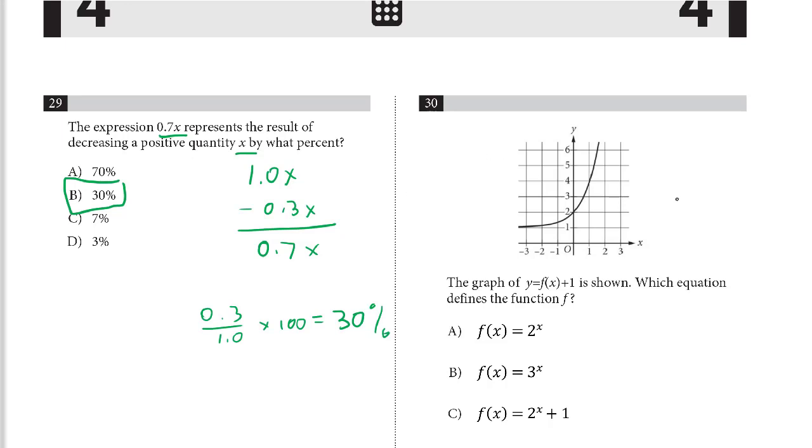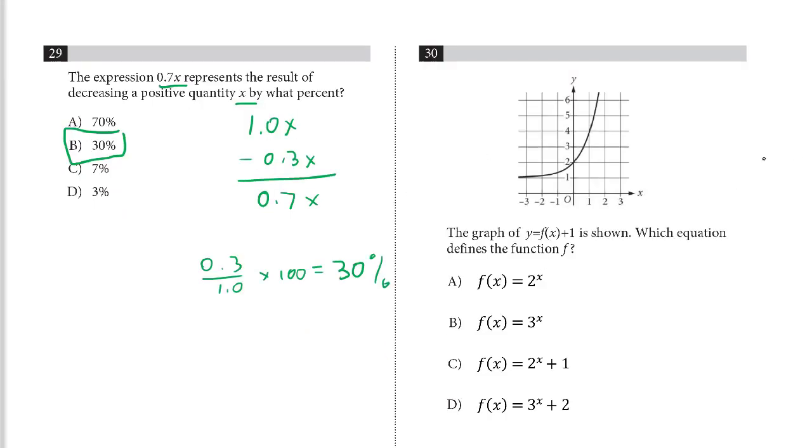Number 30. This problem really tests your ability to understand exponential functions and their graphs. So the graph shows y equals f of x plus 1. That plus 1 indicates that the y shifts up 1 for every point on the graph, which means the f of x function is going to be everything shifted down by 1, which will essentially be something like this.